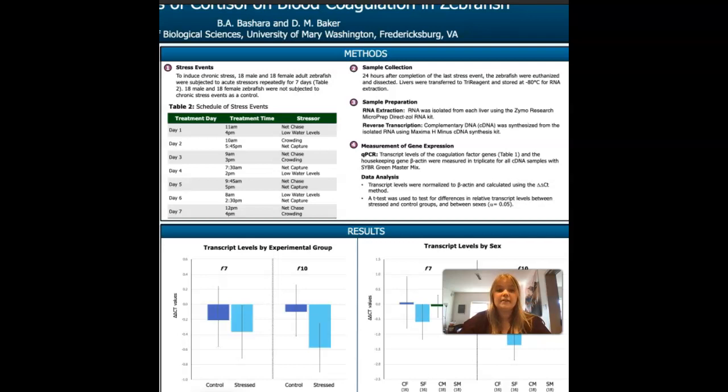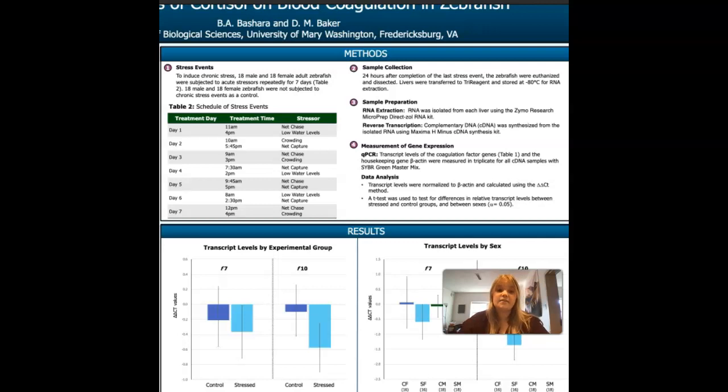The livers were immediately transferred to TRIzol reagent and stored at -80°C to be used for RNA extraction. In RNA extraction, RNA was isolated from each liver using the Zymo Research MicroPrep Direct-zol RNA kit, and cDNA was synthesized from the isolated RNA using the Maxima H- cDNA synthesis kit and stored at -80°C to be used for qPCR. Transcript levels of the coagulation factor genes F7 and F10, as well as the housekeeping gene beta-actin, were measured in triplicate for all cDNA samples using SYBR Green Master Mix.